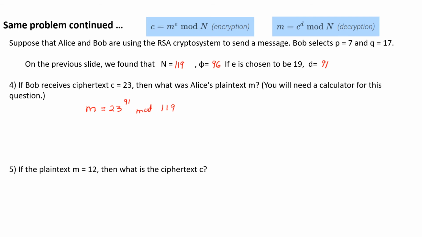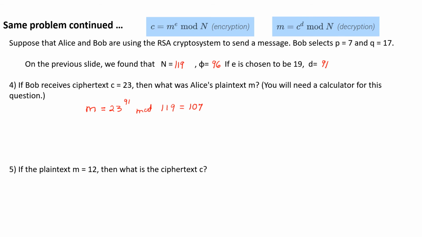So 23 to the 91st power mod 119, and 119 is the n, right? So that's where we get the 119. Okay, so we end up with 107. And so that would be Alice's plain text message.